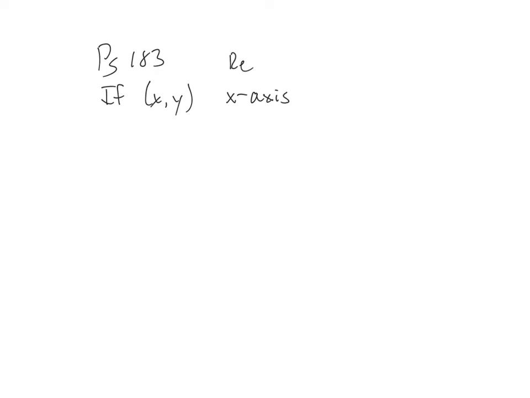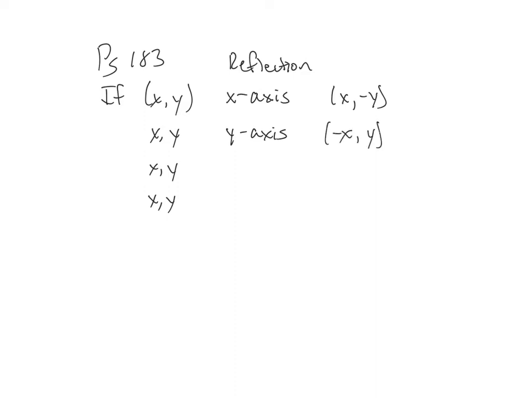Okay, so here's our reflection. Then the new point will be x and then negative y, or the opposite of whatever the y is. And again, all these are just going to be x and y. A reflection in the y-axis, it'll be the opposite of the x, and the y will stay the same.